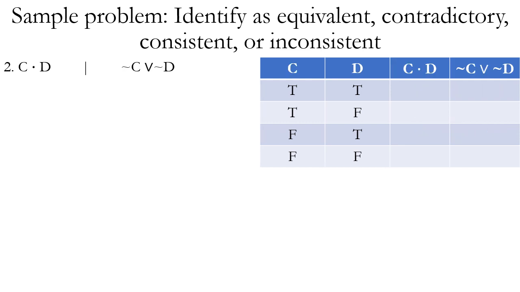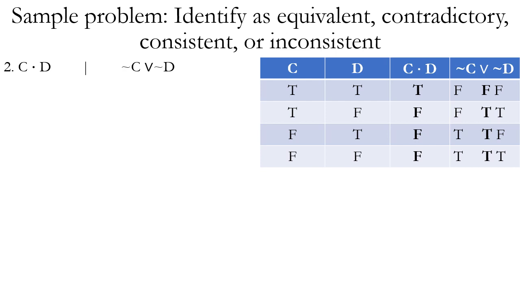So a second sample problem, a new set of compound propositions, C dot D and tilde C wedge tilde D. Once again, we have two simple propositions, C and D, so our truth table is going to have 4 rows. Now let's calculate the truth values of those compound propositions. So with C dot D, it's a conjunction. The conjunction is only true when both of its conjuncts are true, which you can see on row 1. The disjunction is only false where both of the disjuncts are false. You can see that on row 1 as well.